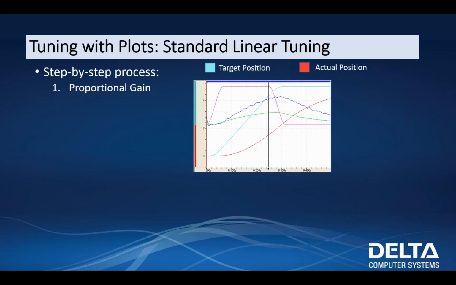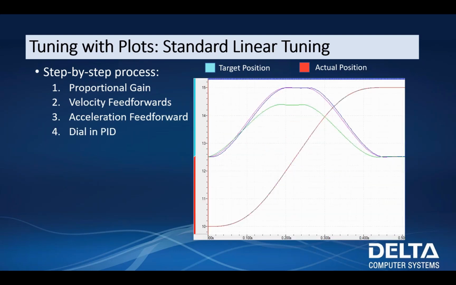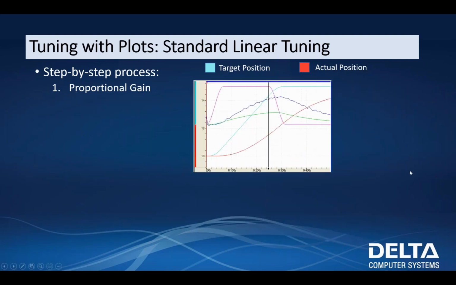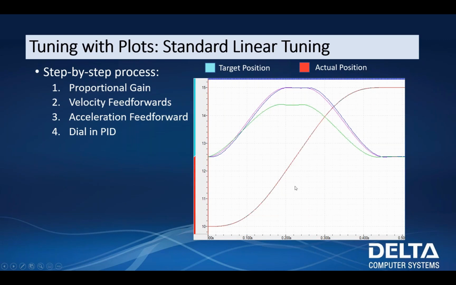This is going to be just a standard linear tuning process. So we've got a nice step-by-step. First, you're going to add proportional gain. Your velocity feed forwards come next, followed by acceleration feed forward, and then you're going to dial in your PID. I went through that a little bit quickly. You can kind of see these plots. Proportional gain, right? It's not tracking quite so well. You add in your feed forwards, we start to get a lot closer. Acceleration feed forward is going to close these gaps between here, and then once you dial in your PID, it's going to look very nice.